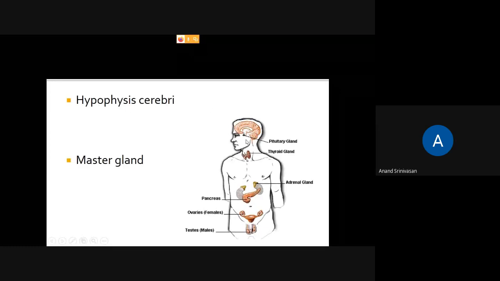The pituitary gland, another name is hypophysis cerebri, and it's also called a master gland. It's called the master gland because it controls the other endocrine organs. What are the other endocrine organs? The other endocrine organs are the thyroid gland, the adrenal gland, the pancreas, the ovaries, and testes. Ovaries and testes are both reproductive as well as endocrine.